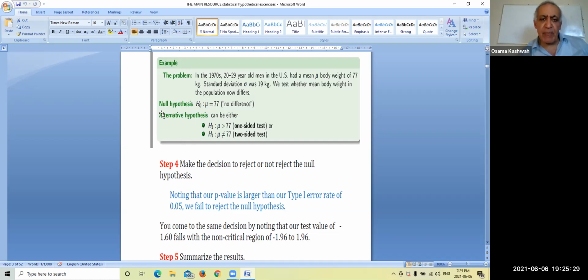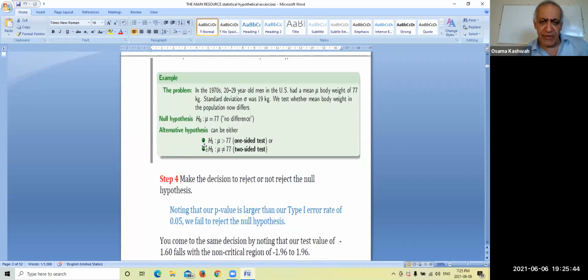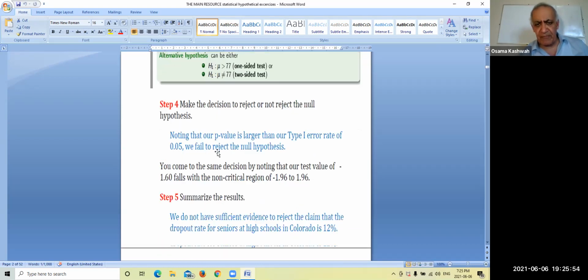The hypothesis one, or the alternate, depends on what is said in the example. Here it says the population mean now differs, meaning it is unequal. For that reason, we will use the unequal sign like this. If it said greater than, it would be this way. If it's unequal, it will be that way.